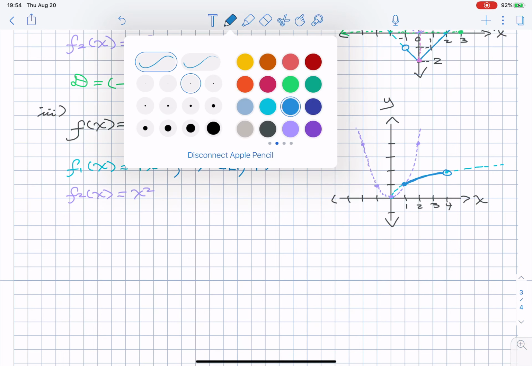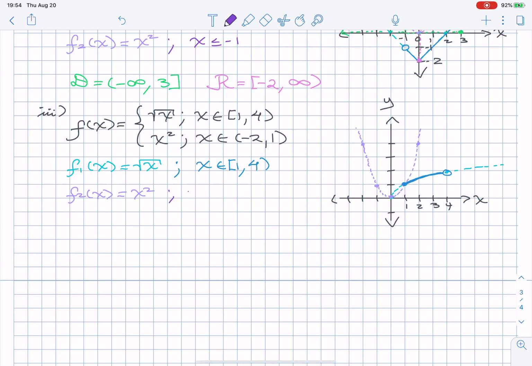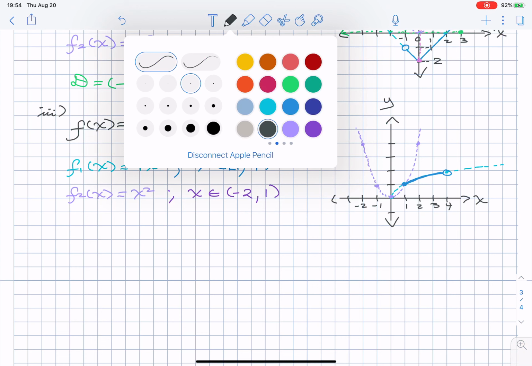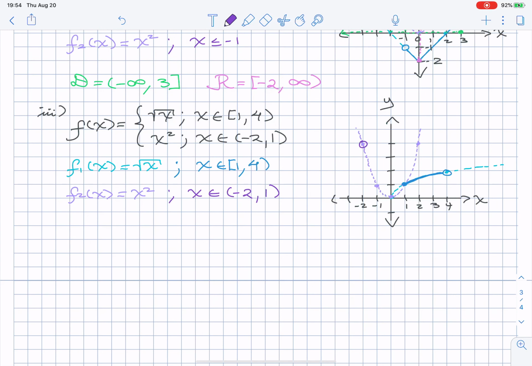Now for the purple guy, the parabola, we have x between negative 2 and 1, neither of which is solid. That means an open dot on the graph at negative 2 and an open dot at 1. Remember, those are values of x. So plotting just between negative 2 and 1 gets us this graph here. So that's the entire graph.